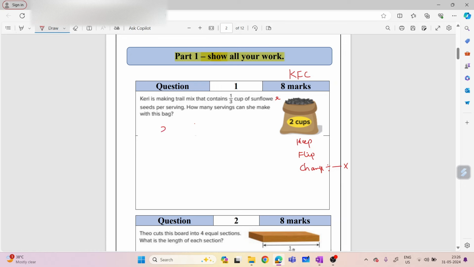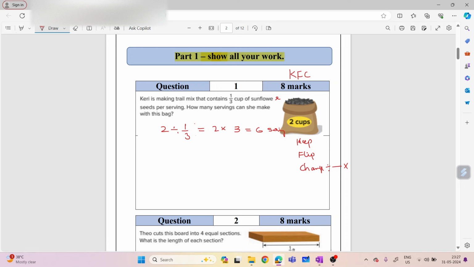So 2 cups are there. It is divided into how many? 1/3 cup for making trail mix. So 2 divided by 1/3 is equal to 2, keep the first number the same, flip the second number, flip 1/3, change the sign, division to multiplication. So 2 times 3 is 6 servings. That means she can make 6 servings of trail mix with 2 cups.